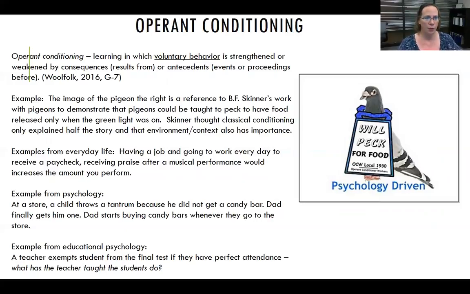So, Woolfolk's definition of operant conditioning, and just if you're wondering, that G7 means it's coming from the glossary. Operant conditioning is learning in which voluntary behavior is strengthened or weakened by consequences, which are results from behavior, or antecedents, which are events or proceedings before the event. So what I wanted to do there is just make sure that you understand that antecedents happen before.